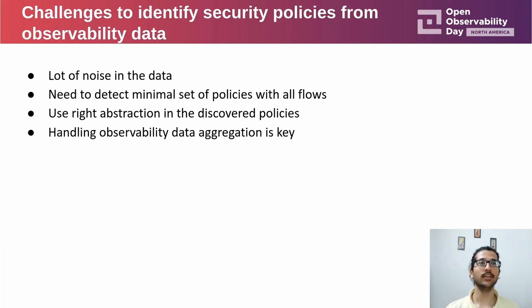The challenges in identifying security policies from the observability data are: there is a lot of noise in the raw observability data. For example, there could be random URL connections or random file accesses. It is required to produce a minimum policy set covering maximum flows. There is no point in deriving policy rules on a per flow basis, as the policy becomes intractable very quickly. The discovered policies should make use of the right abstraction. For example, in case of a K8s environment, the deployment labels should be used in place of other transitory constructs like IP address. And handling data aggregation is the key.